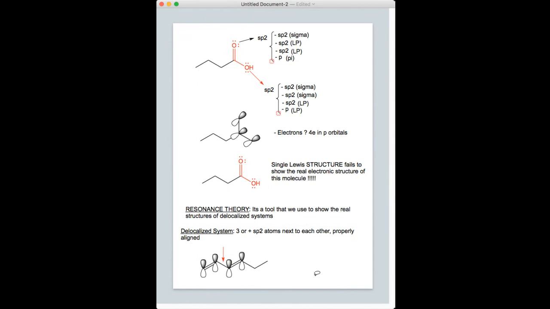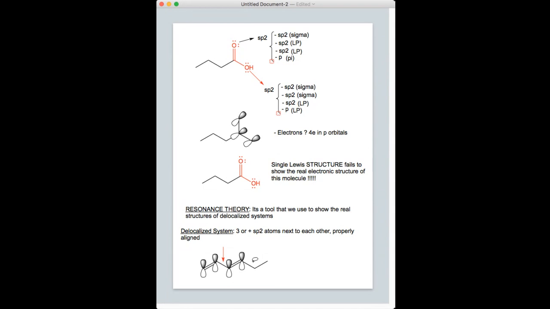You have 4 consecutive sp2 atoms. We need to come up with another structure to show what's going on here, because there is double bond character here too. Okay, that's what resonance theory is about. It's a new language. We're going to learn a new language of how to write molecules, in which we're going to use different curved arrows, a different way of writing the structures. That's why resonance is so important.